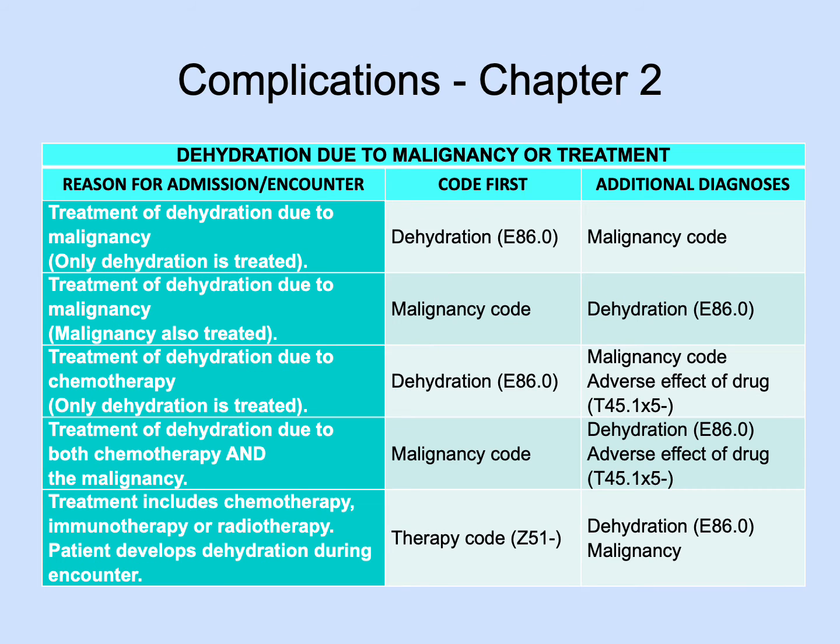And that's just anemia. So what about dehydration? Treatment of dehydration due to malignancy, only dehydration is treated. Dehydration, E86.0, and then the malignancy. Treatment of dehydration due to malignancy, malignancy also treated. Malignancy code is first, and then dehydration.